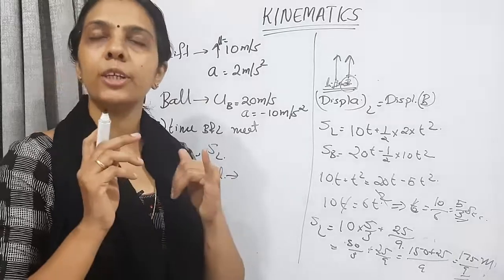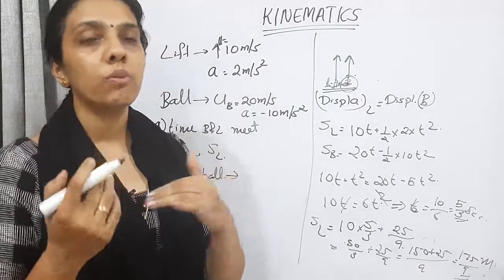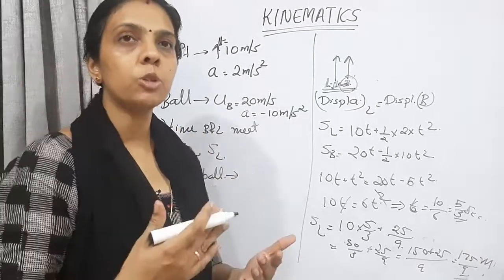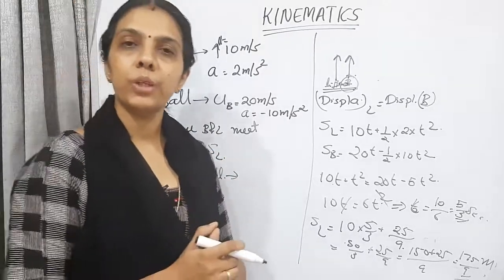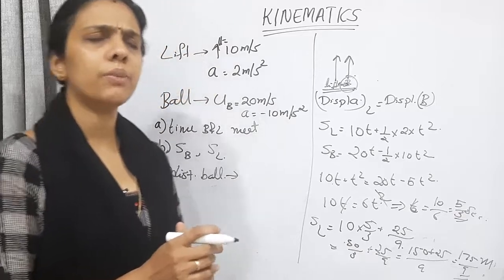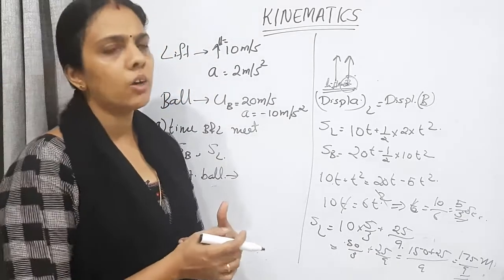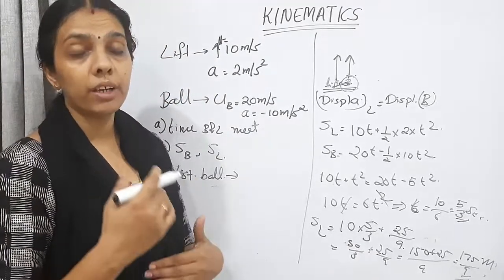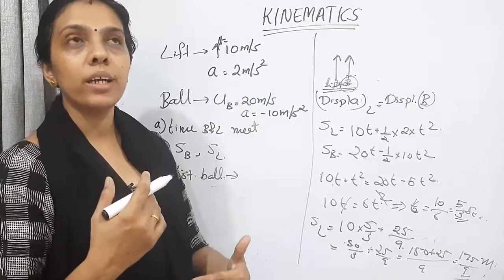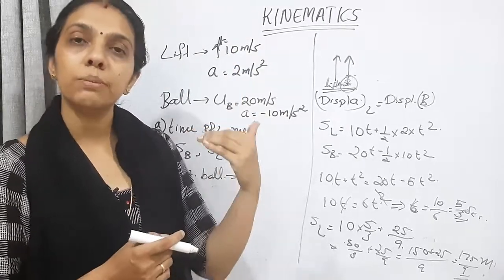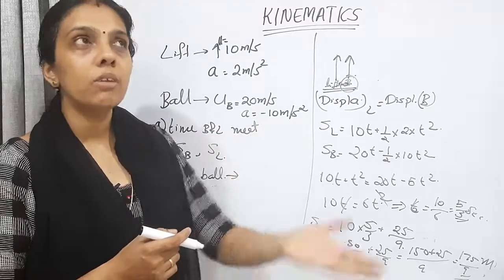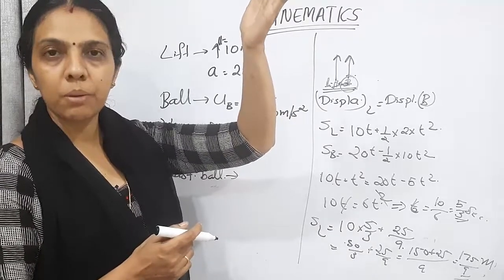So, first we need to verify during which motion, whether it is upward motion or downward motion, both are meeting each other. For that, what should we do? Before that, one question we did in the same way. How will we be doing? We will be finding out the time required for reaching the maximum height. When the velocity becomes equal to 0, the ball will be reaching the maximum height, right?